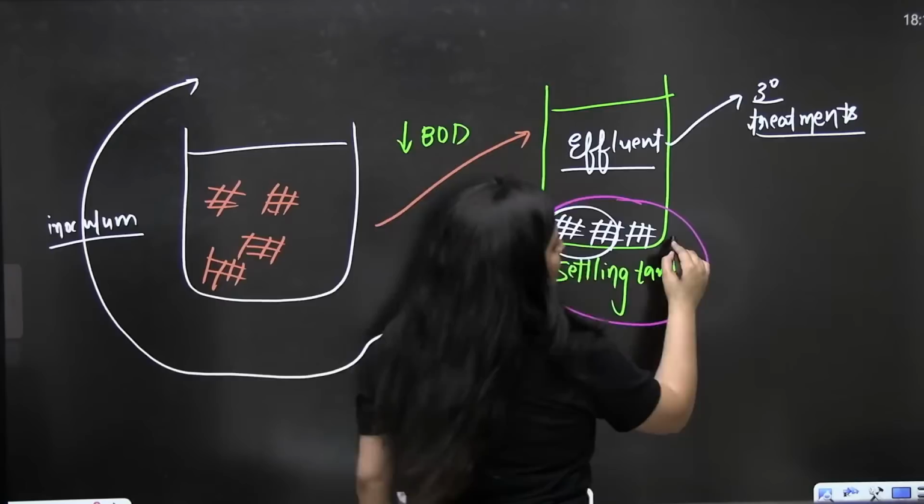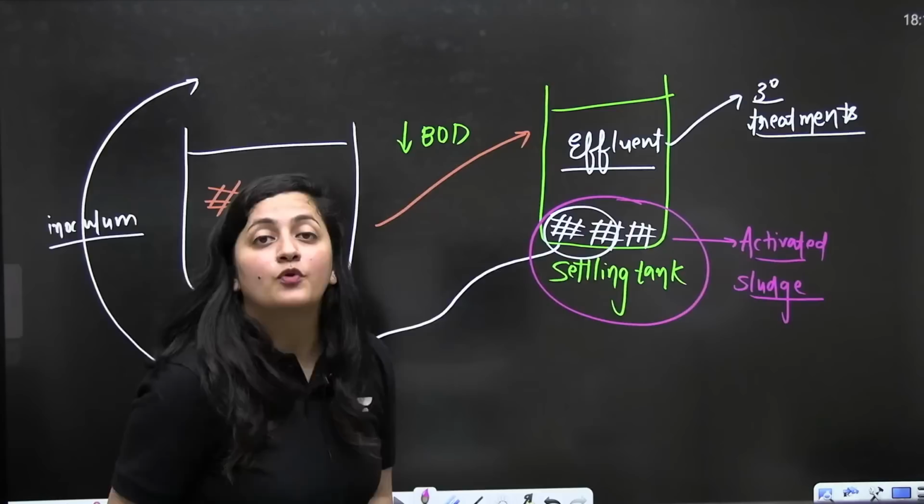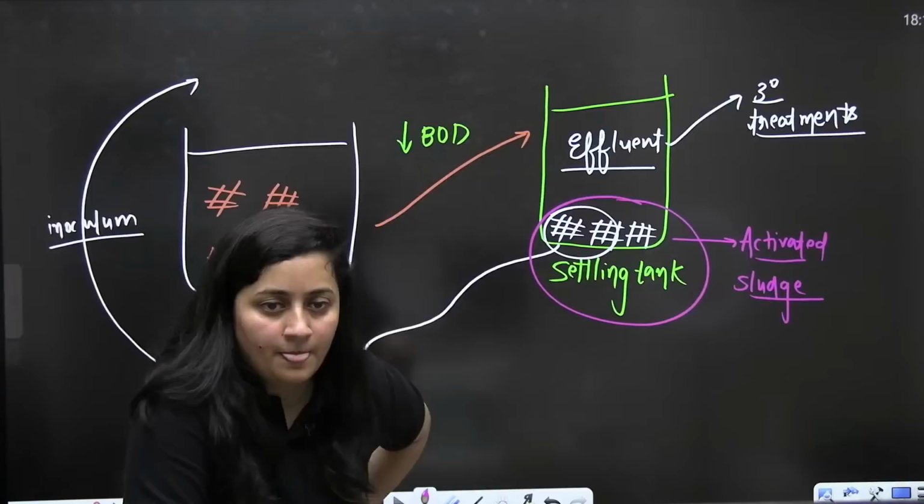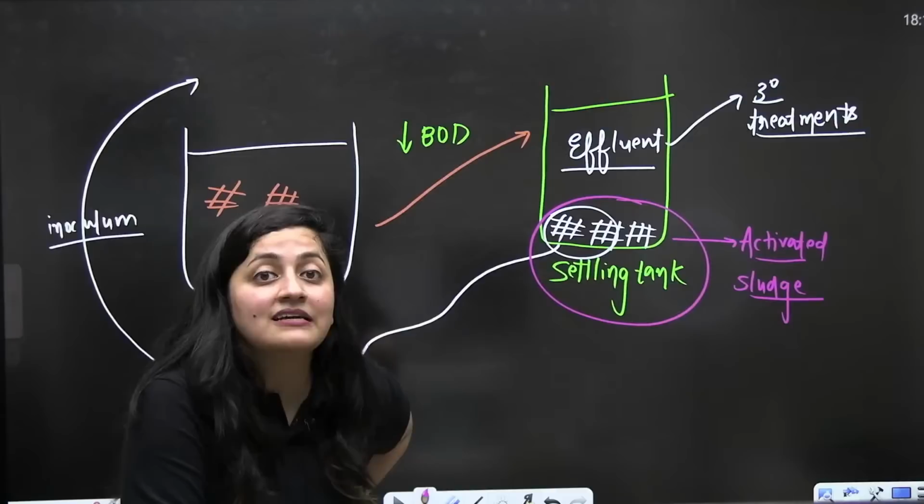So in NEET 2020, there was a question once. They asked that activated sludge is the product of what? Is it the product of aerobic digestion or anaerobic digestion? What should be your answer, bachche? This activated sludge, it is the result of what? Aerobic digestion or anaerobic digestion?